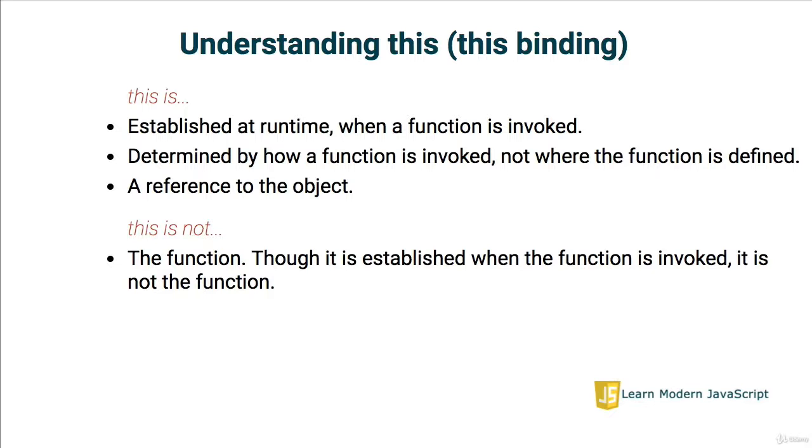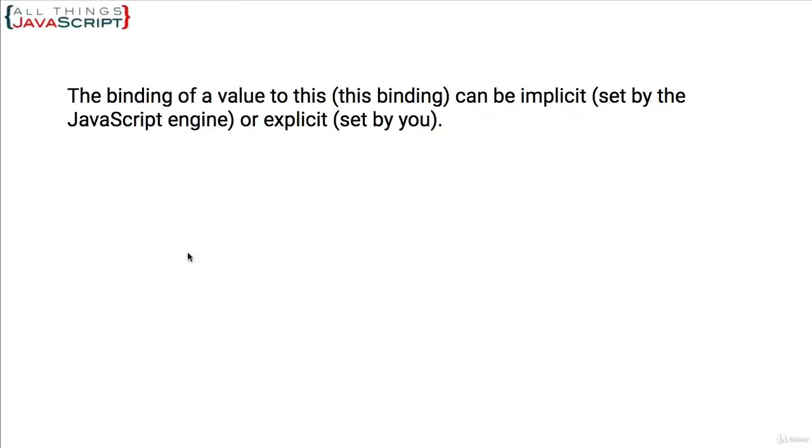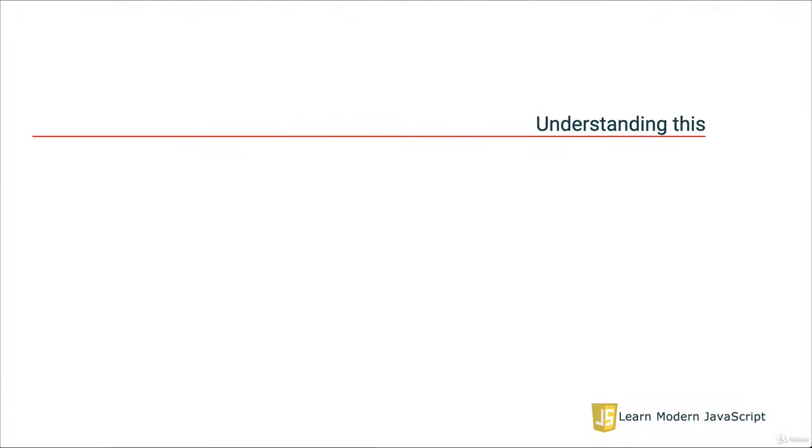So remember that. Now, one more thing I want to say about this, and that is the binding of a value to this, which we can call this binding, can be implicit, meaning it is set by the JavaScript engine, or explicit, meaning it is set by you. Something you do in the code determines the value of this. Those are some principles we want to keep in mind as we view some examples. So let's look at some examples that will help us understand this binding in a couple of different scenarios that you may encounter. So let me jump to Sublime.